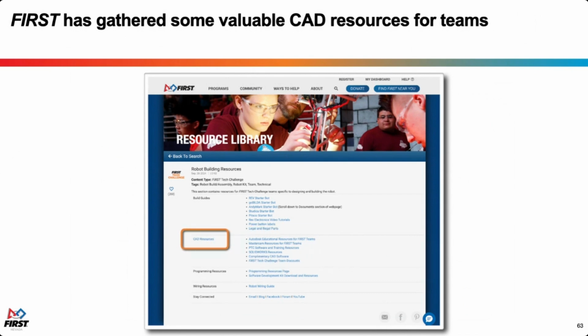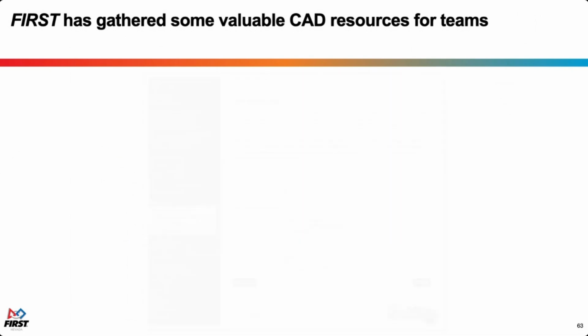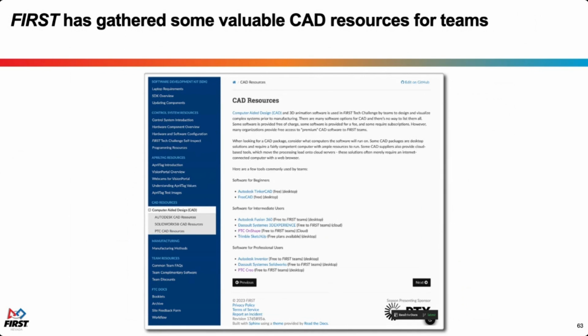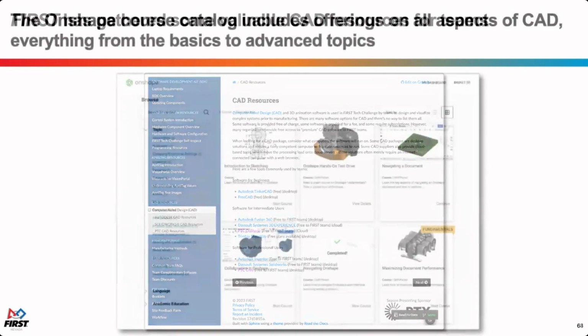If you click on the CAD resources link on the left, it takes you to the documentation center for FIRST Tech Challenge. And in there, they have more resources specific to your desired software. So you do see there's FTC Onshape in there. There's also SolidWorks, there's Autodesk Fusion 360, and there's Trimble now in there. So you have some resources to share.